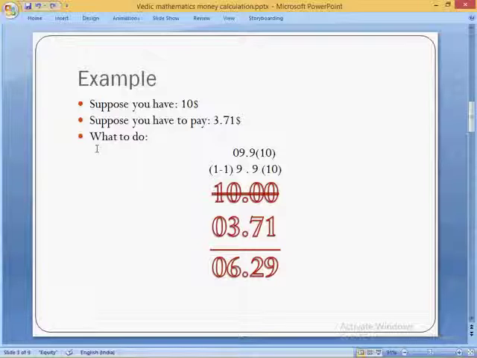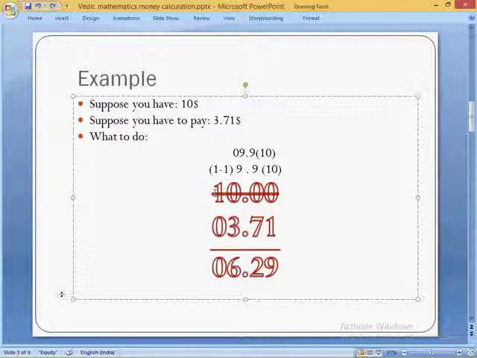Now for this example, suppose you have $10 and you have to pay $3.71. First of all, you don't have to keep $10 combined in your head. Think of it as made up of different digits: the first digit is 1, the second digit 0, the third digit 0 and the fourth digit 0. Now you have to separate each term individually.